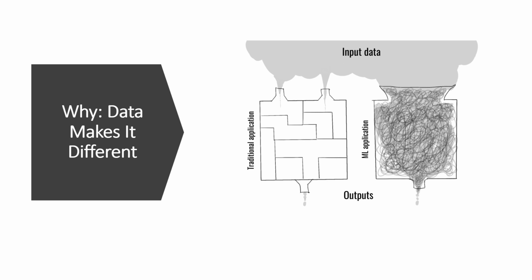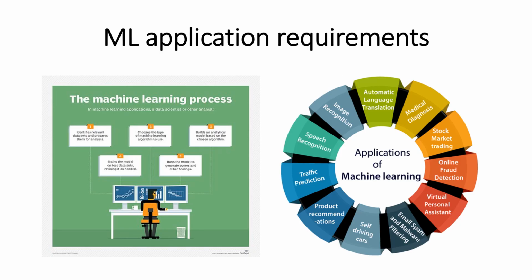In normal non-ML applications, we have well-defined, narrowly scoped inputs, with which engineering can cleanly model the code. But in contrast to that, ML has complex, messy, real-world data, which is too complex to understand and cannot be modeled by hand. Now let us look into the ML application requirements.